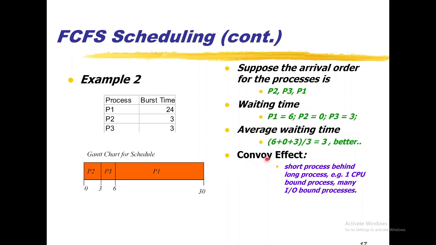But the problem here is the convoy effect: short processes behind long processes, like one CPU-bound process and many I/O-bound processes. So you can have a convoy effect where all the short processes must wait for the long process, all lined up. So that's one of the things that has to be looked at in first come, first serve.